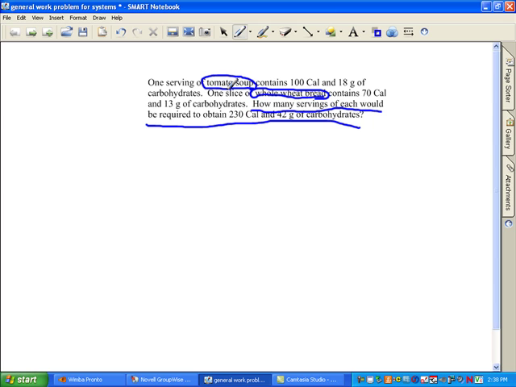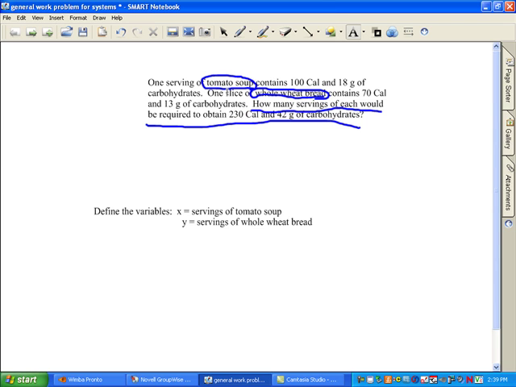We have two of them because we are talking about two items. So we need to define our variables. That's the very first step. Once we define our variables, we can start writing equations. So we have an x and a y variable, servings of tomato soup, servings of whole wheat bread.